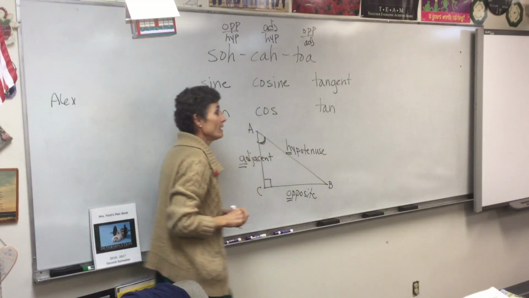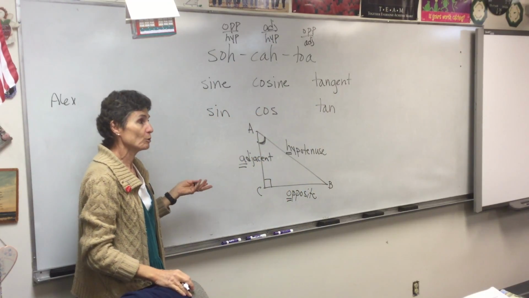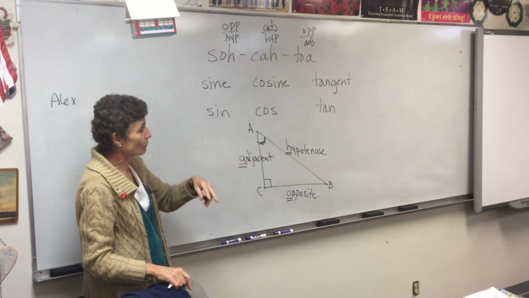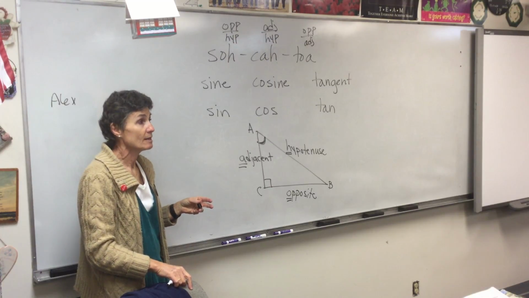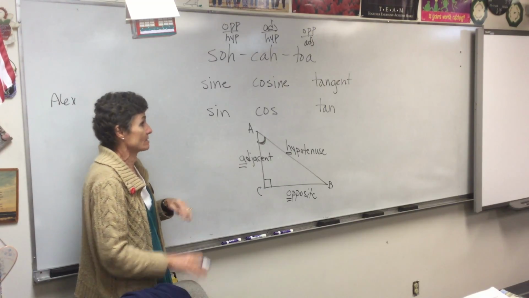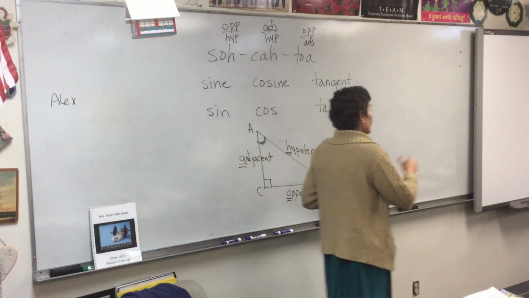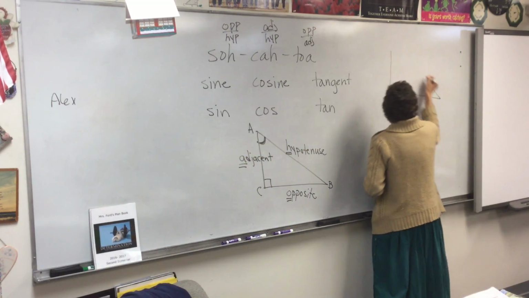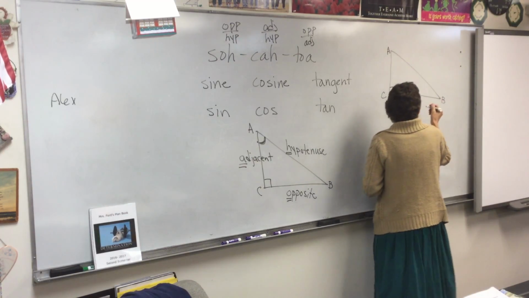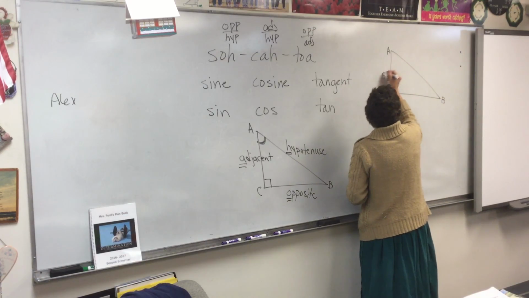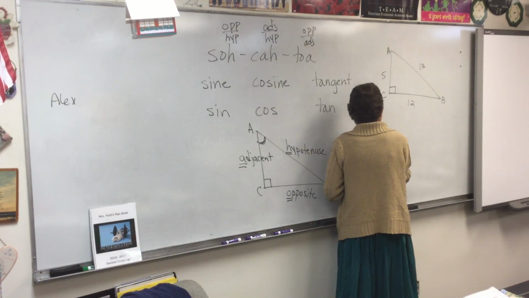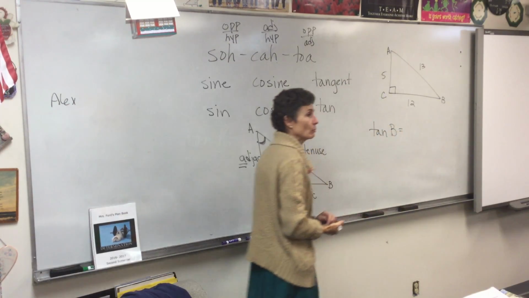So Sohcahtoa is just a mnemonic device to help you remember the definitions of the functions. Sine is opposite over hypotenuse, cosine is adjacent over hypotenuse, and tangent is opposite over adjacent. You have to memorize that, okay? No, you can't survive without it, so we're going to memorize that if we haven't already. Now, what kind of problems are we going to do with that? Well, let's suppose we have our triangle, our right triangle, and the sides are 5, 12, and 13. I'll actually assign some numbers to it now. And I say to you, what is the tangent of angle B?